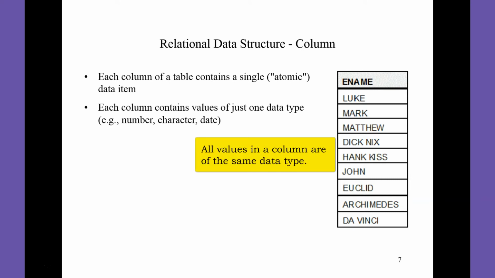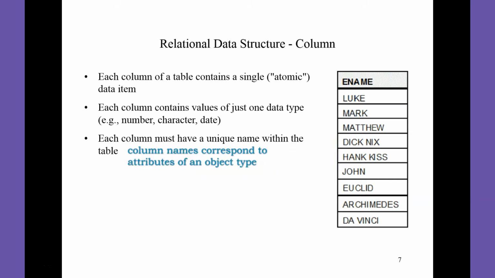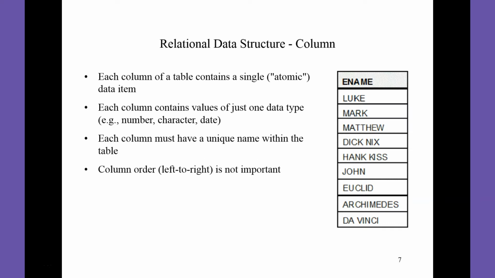Each column contains values of just one type of data. All of the values in the column would be numeric, or all would be character, or all would be date. It's a homogeneous collection. Each column must be given a unique name within that table. So you cannot have two columns in a table that have the same name. The left to right column order is not important. We define this left to right order when we create the table, but we're not obligated to always retrieve those columns in that same left to right order. We'll see more about that when we explore SQL data manipulation.